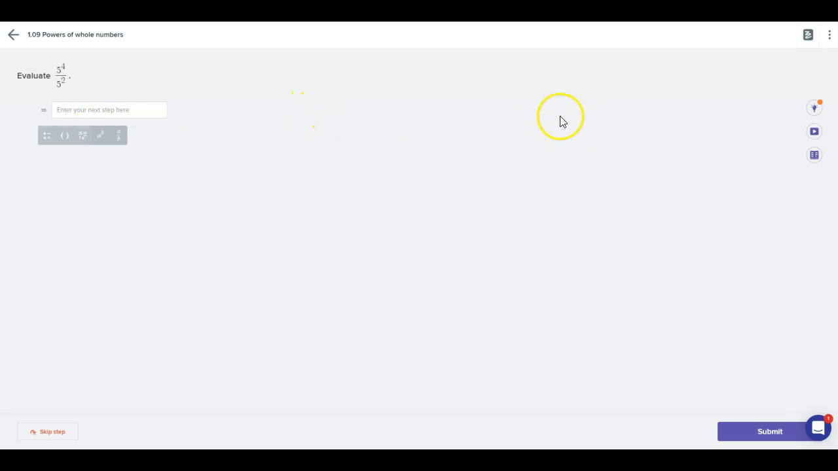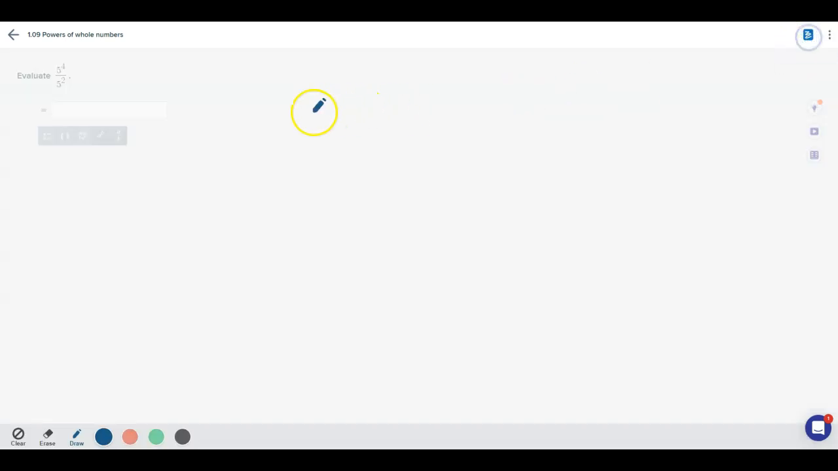So let's start by writing this out as a sort of long equation if you like. So 5 to the power of 4 means 5 times 5 times 5 and one more times 5. So it's 5 to the power of 4, so 5 is multiplied by itself 4 times, and then that answer is going to be divided by, in this case, 5 times 5. So again, 5 to the power of 2 is 5 times 5, 2 times.